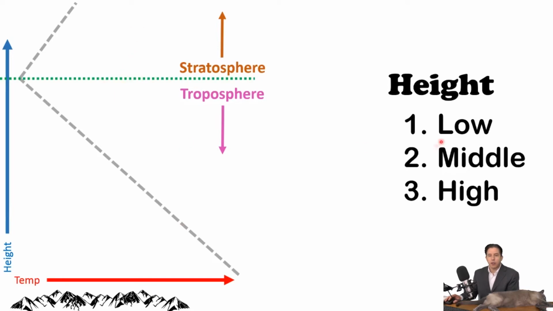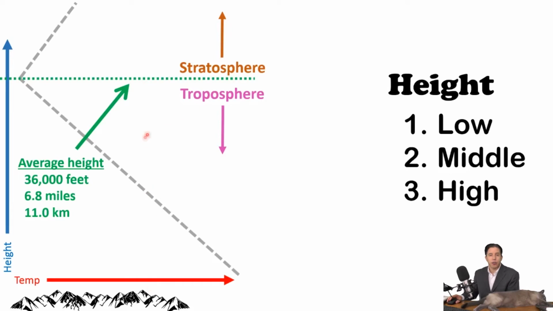So when we talk about low, middle, and high clouds, what we're talking about is where in here do the clouds occur. Now, this actual height up here depends on where you live. It depends on the time of year. On average, it's about 11 kilometers high. For New Mexico in the summer, it's going to be quite a bit higher than that, maybe 15 to 20 kilometers high.